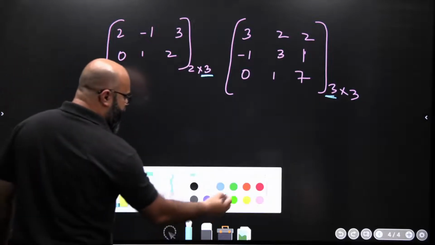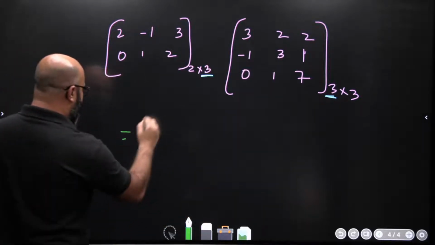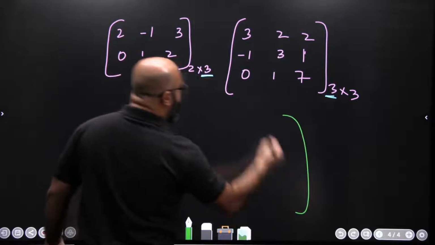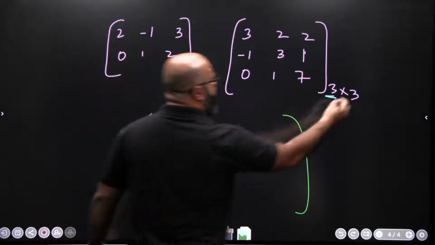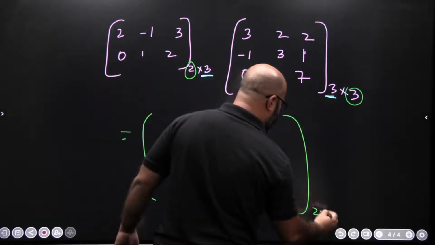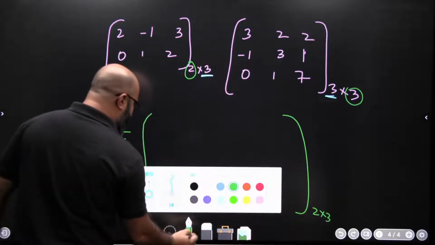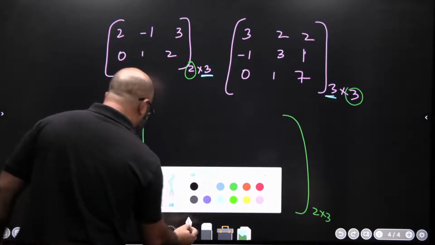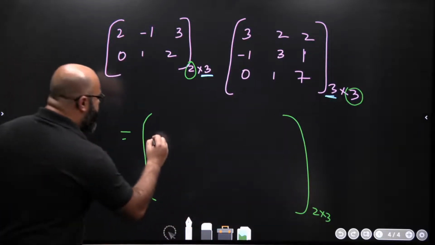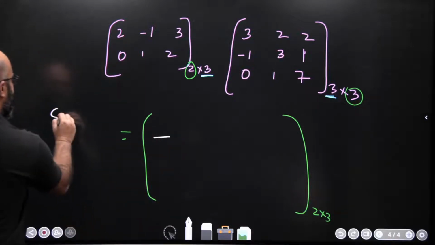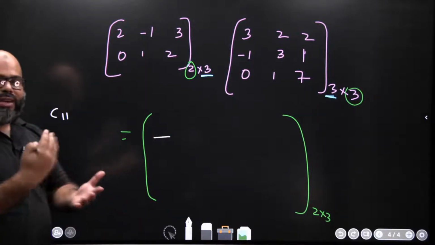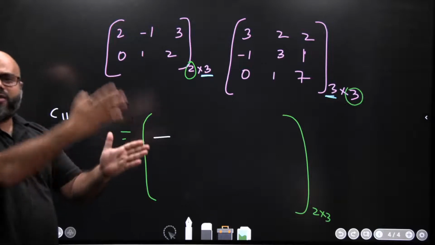And the resulting matrix will be of what order? As you can clearly see, the resulting matrix has the number of rows here and the number of columns here. So it is 2 cross 3. Now if we want to write the answer, we are talking about the first row, first column element. What is that? C11. So what does C11 mean? Actually, first row and first column.